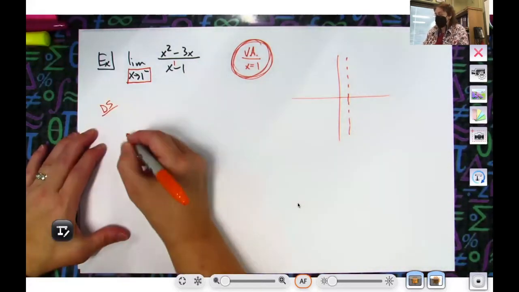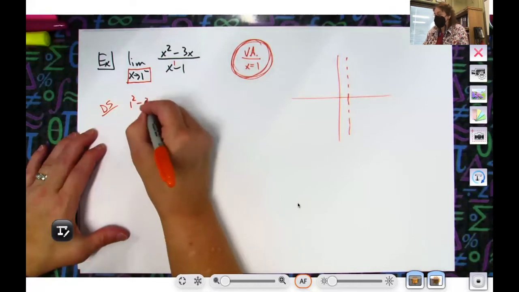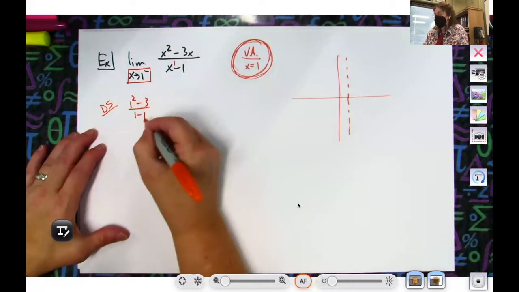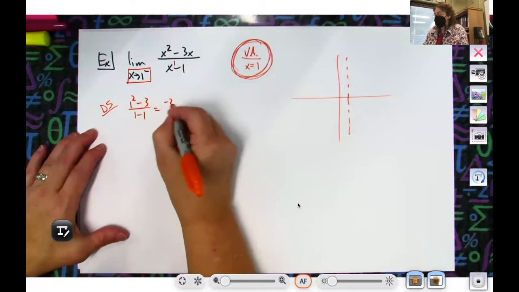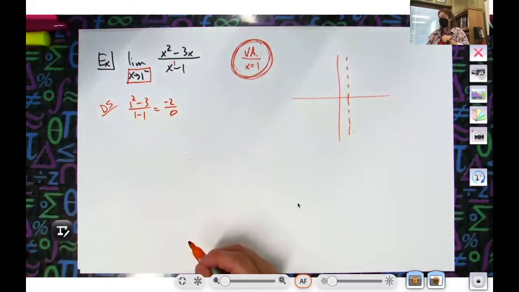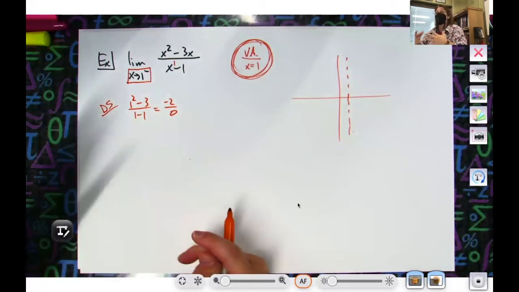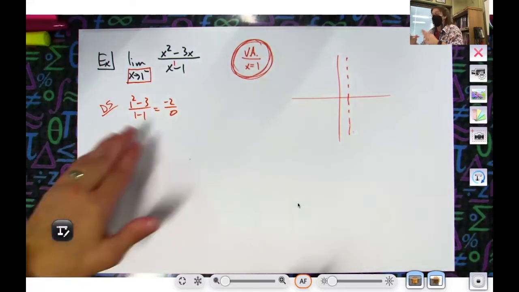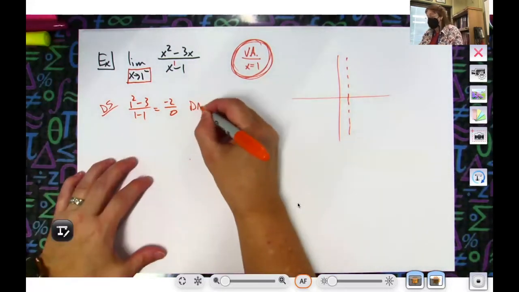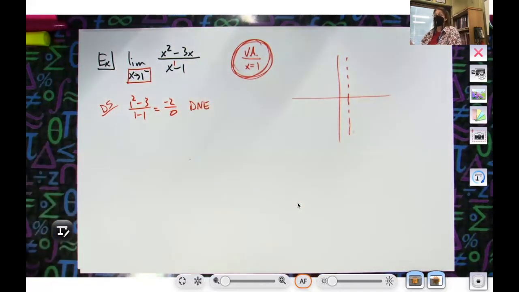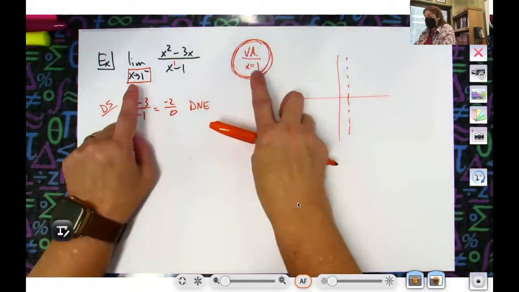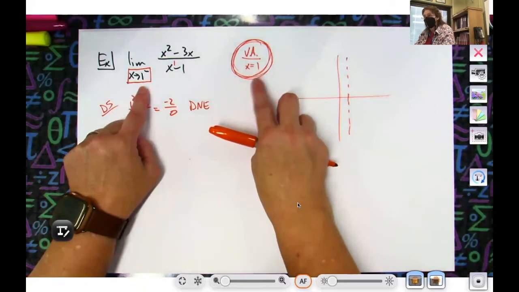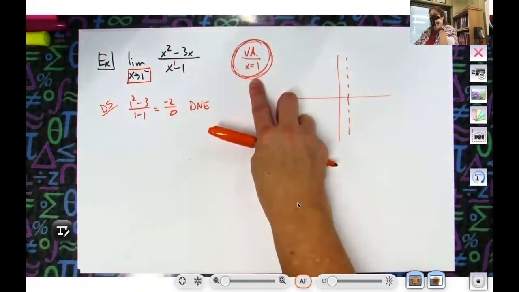If I do it, what do I get? I get 1 squared minus 3 over 1 minus 1, and I get a -2 over 0. Don't let me do my math wrong. So does that tell me anything about the limit? No. I mean, you could say does not exist, but we said we didn't like does not exist. Is it an acceptable answer? Yes, it is. But you know more. You know there's a vertical asymptote there if you stop to think about it.